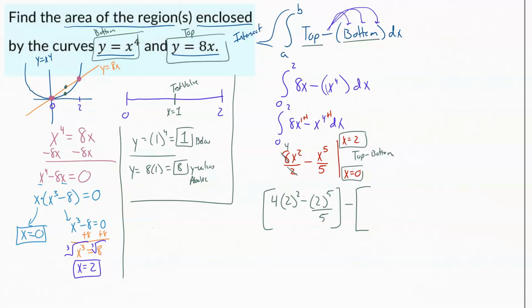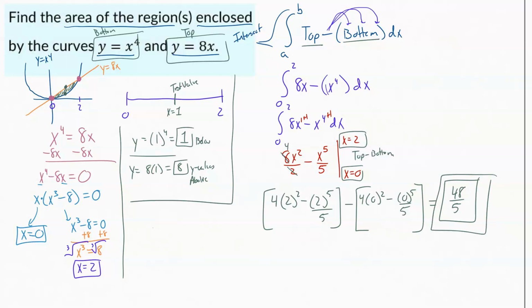And so we get 4 times 0 squared minus 0 to the fifth over 5. And when we plug all that into our calculator, or do it by hand, you would end up with 48 over 5. So the area of the region bounded by these two graphs, essentially this area that I'm shading in right here, is 48 over 5. And keep in mind that when you are doing this area between two curves style of problem, your answer should always be positive.